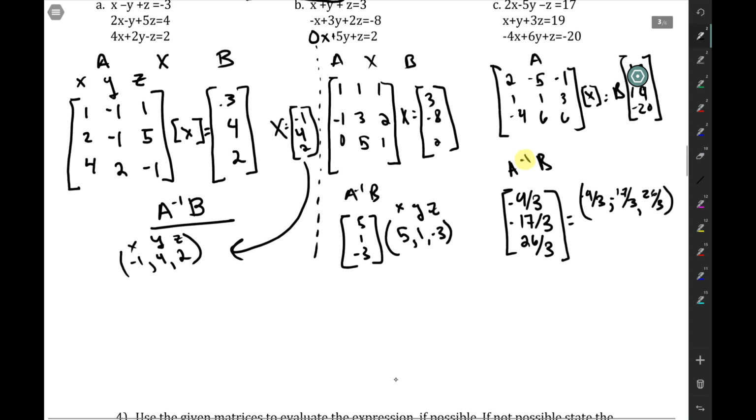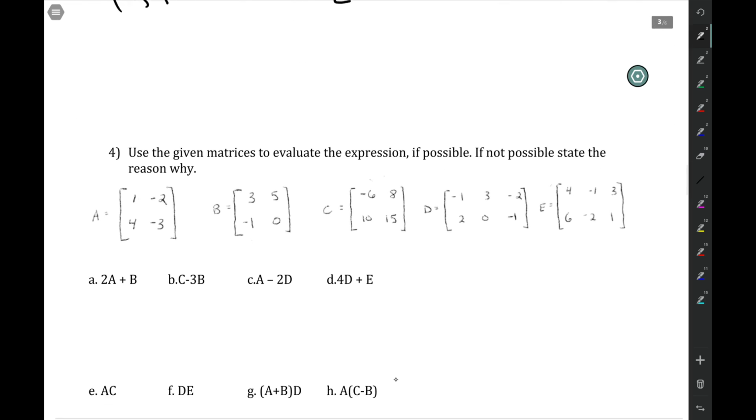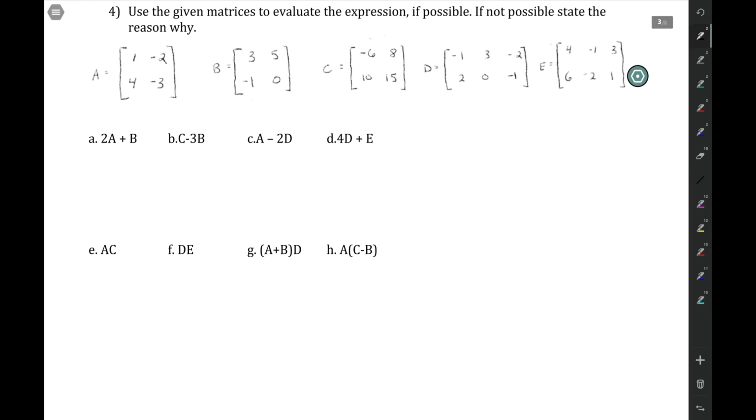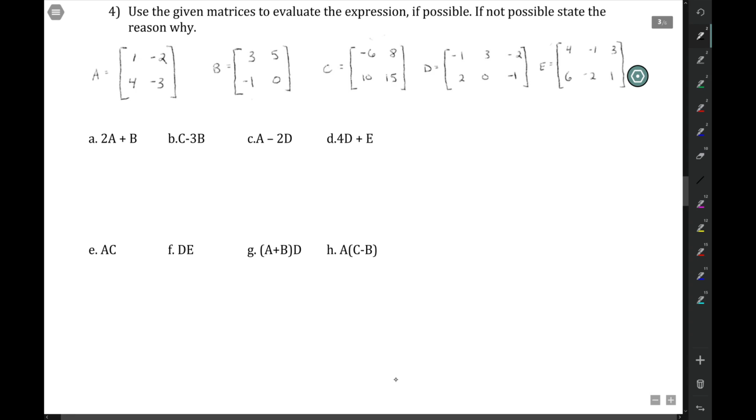Really quickly down below, use the given matrices to evaluate. Again, use your calculator. It's not all that hard to do by hand, but if you use your calculator, you'll see that you're just typing this whole statement in. So 2A plus B, you should get the answer 5, 1, 7, and -6.